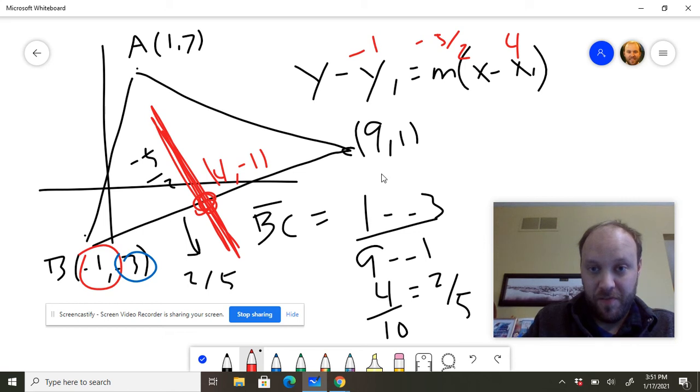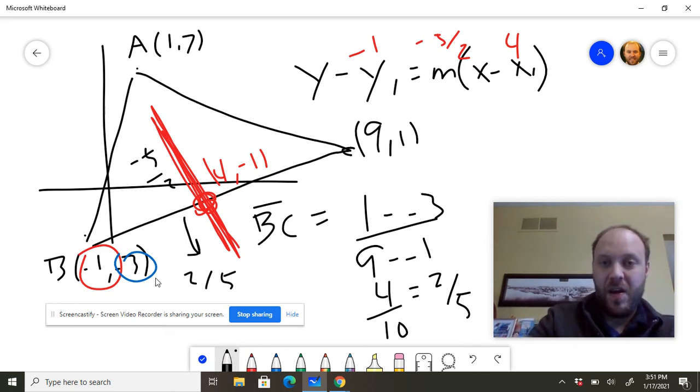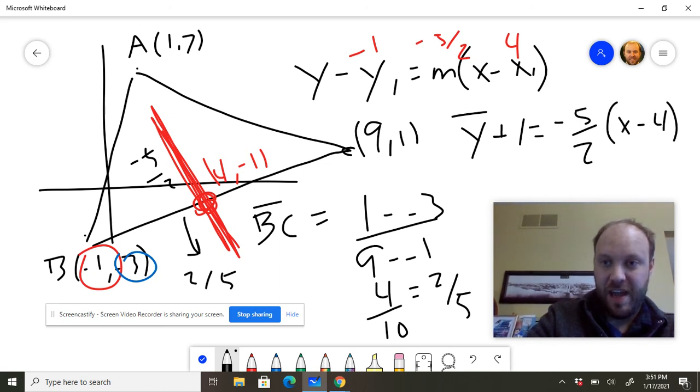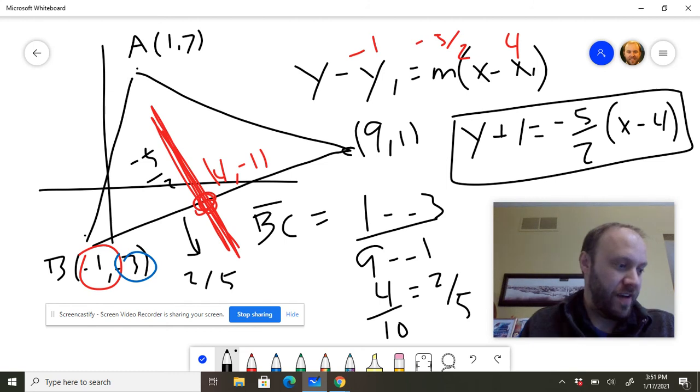And so our final equation here, if we can put all this together, y minus -1 is y plus 1. And that's going to be equal to the slope of -5/2 times x minus x1. And that's our final equation.